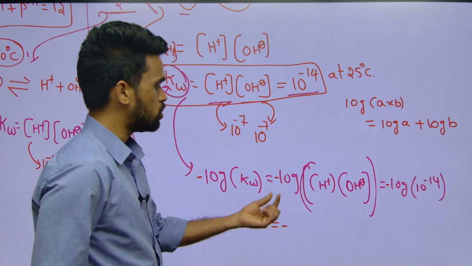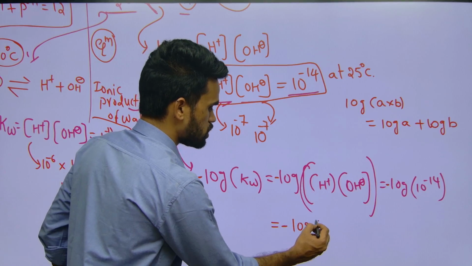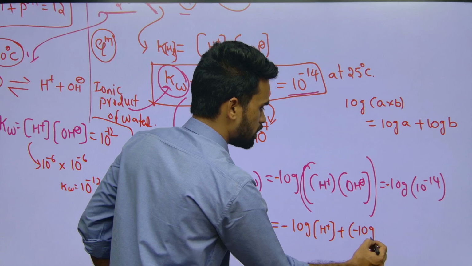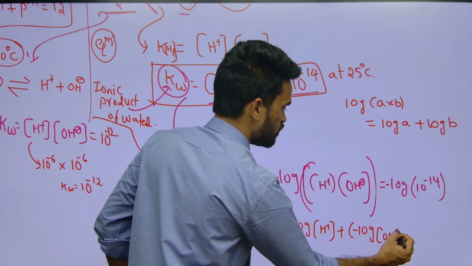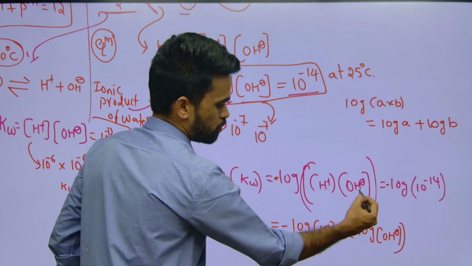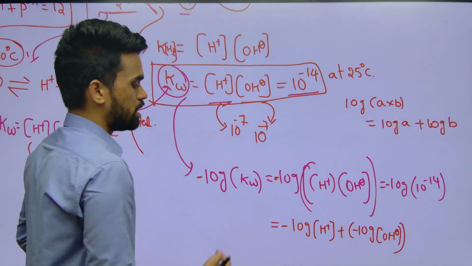So here also minus log is there now, so minus as it is log concentration of H plus I can write plus minus log concentration of OH minus I am writing. Why this minus symbol came here? Because this minus is applicable for both of them. Okay, ila rastam ardhamaindi kada? Yes. So why I have written like this?